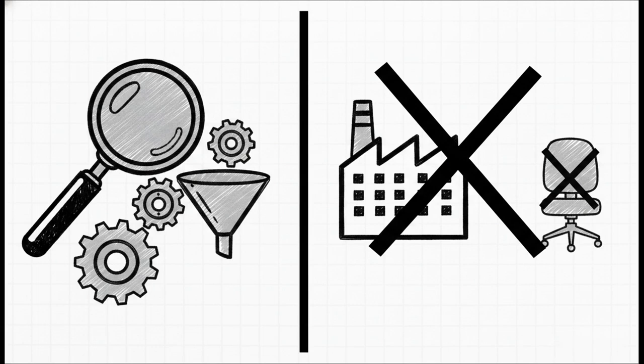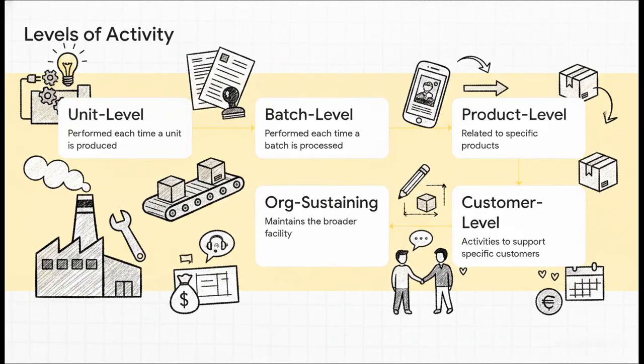Makes sense, right? To keep all these activities organized, manufacturing companies using ABC typically classify them into a 5-level hierarchy. It's kind of like a giant puzzle. First, we have unit-level activities. These are tasks performed every single time a unit is produced, like the power to run a machine. Second are batch-level activities. These happen every time a batch is processed. Think setting up equipment, regardless of the batch size.